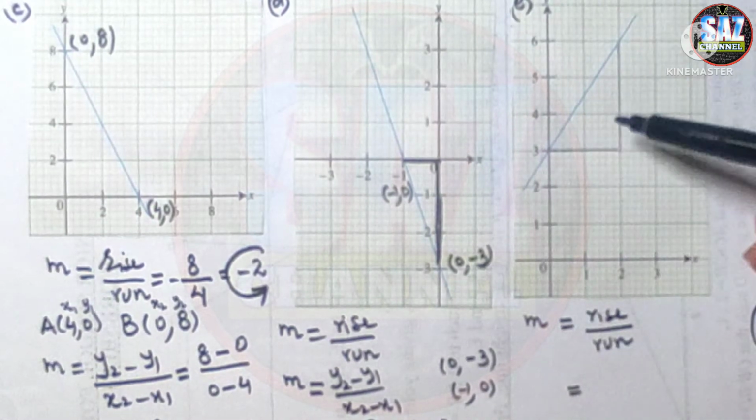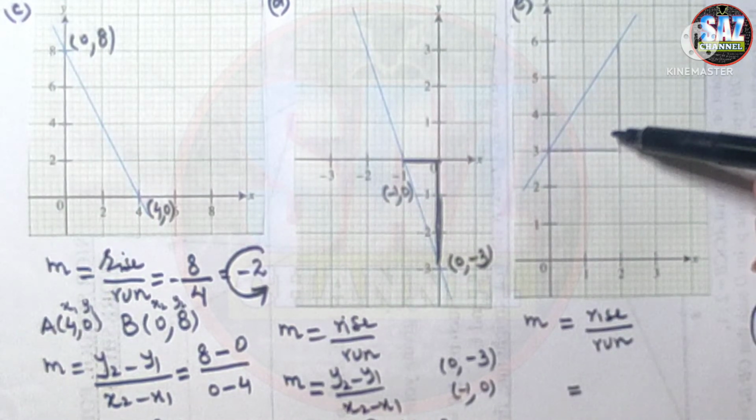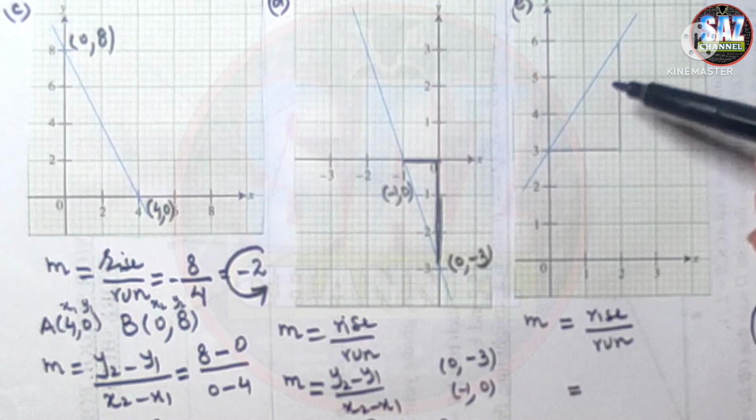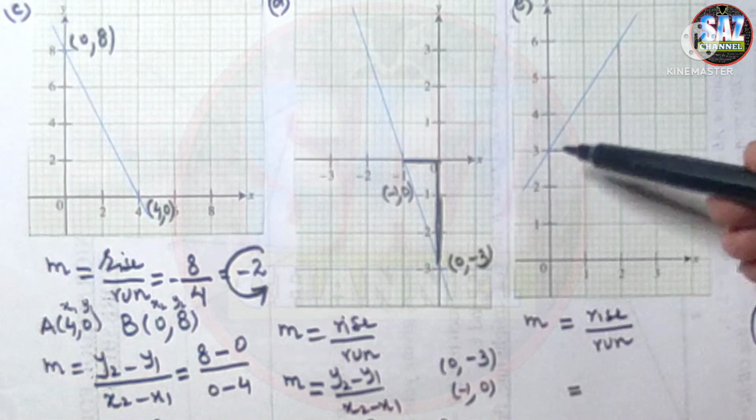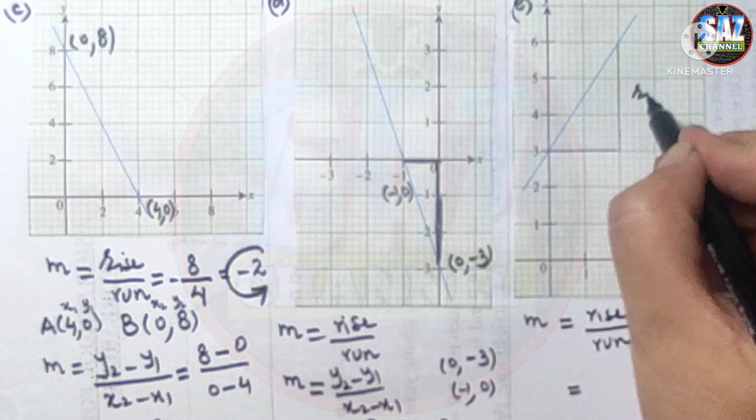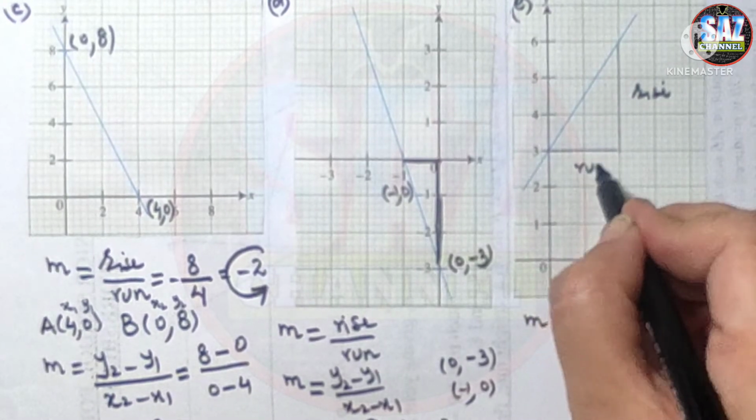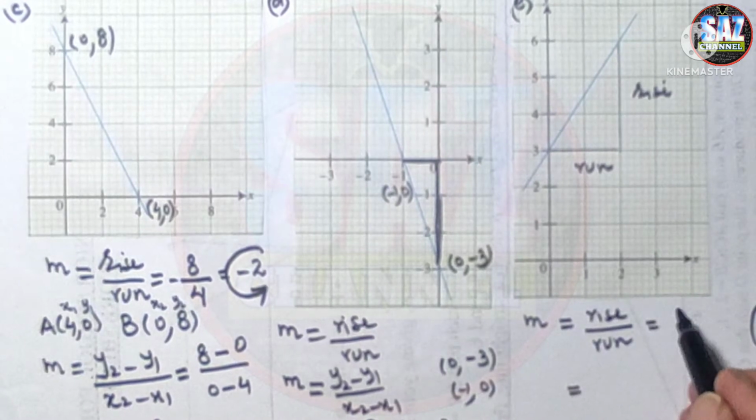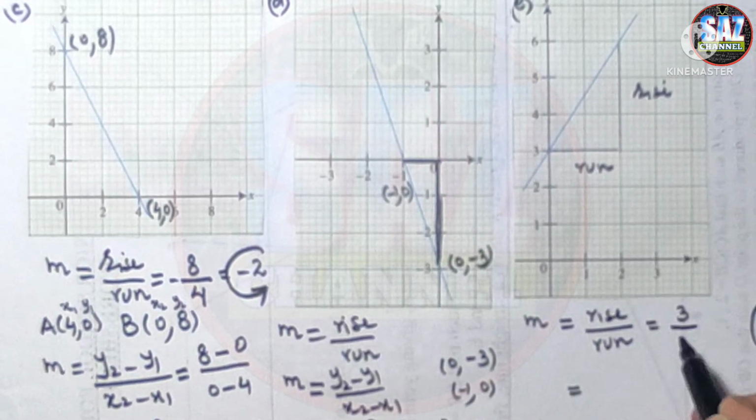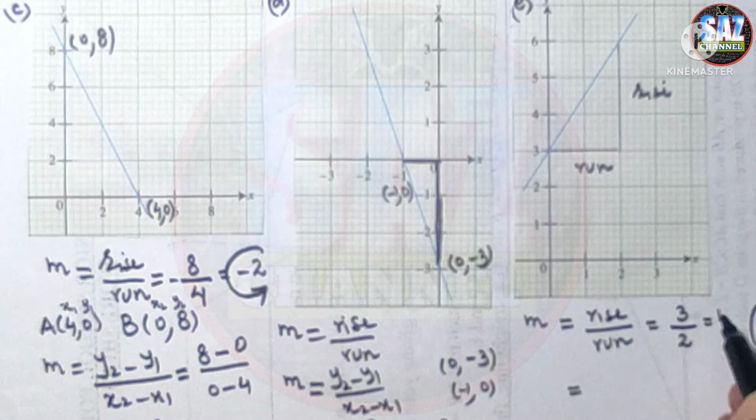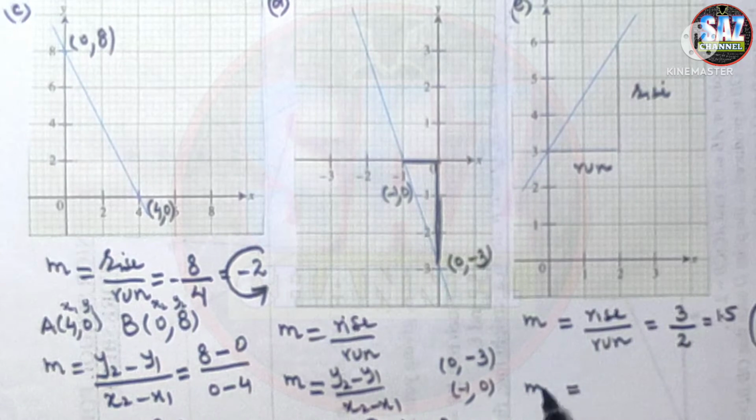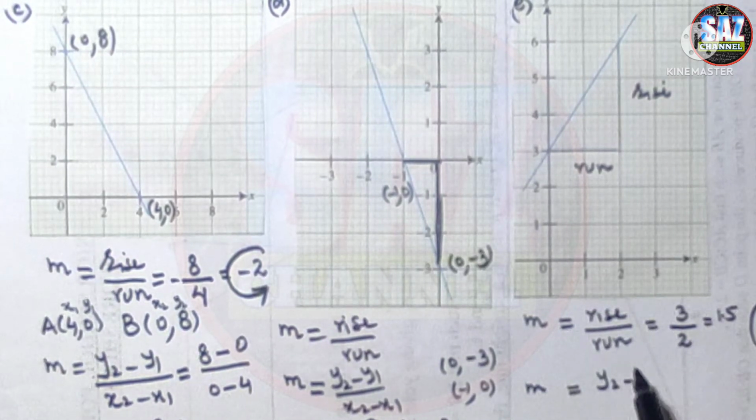Okay, now look, on the right side how many blocks am I taking? 1, 2 and 3 blocks. 1, 2 and 3 blocks on the right side, and this is the run side. On the right side I have taken 3 blocks and on the run side 2, so the gradient is 3 by 2 or 1.5.